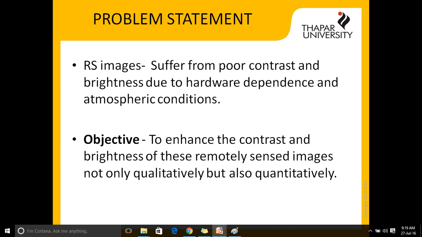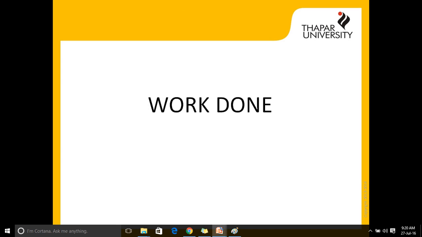Now coming on to the objective. As RF images suffer from low contrast and brightness due to hardware dependency and agitated weather conditions, our motive is to enhance the contrast and brightness of the remotely sensed images, not only qualitatively but also quantitatively, that is measured by the parameters called PSNR and VER. We'll discuss these later on.